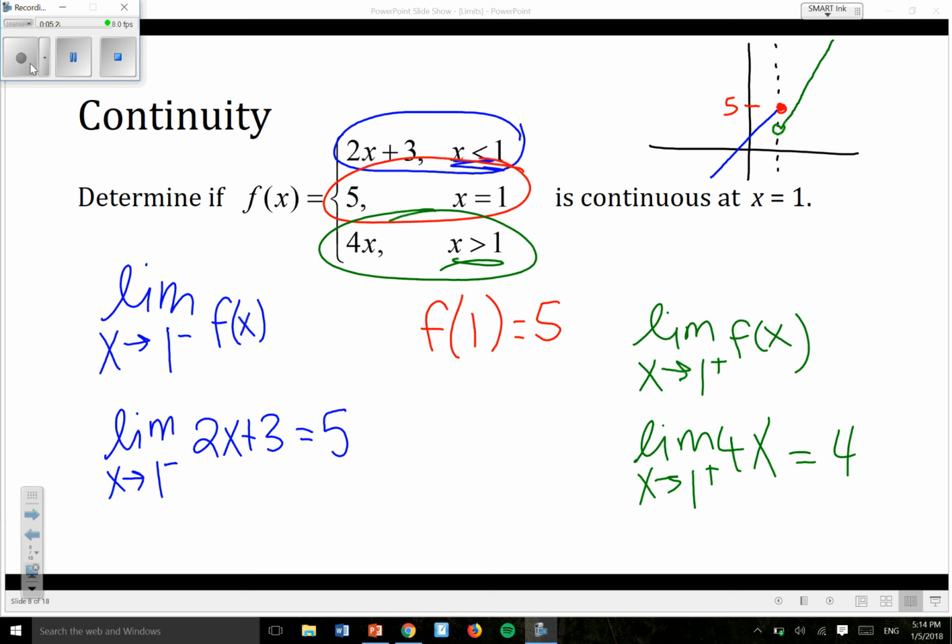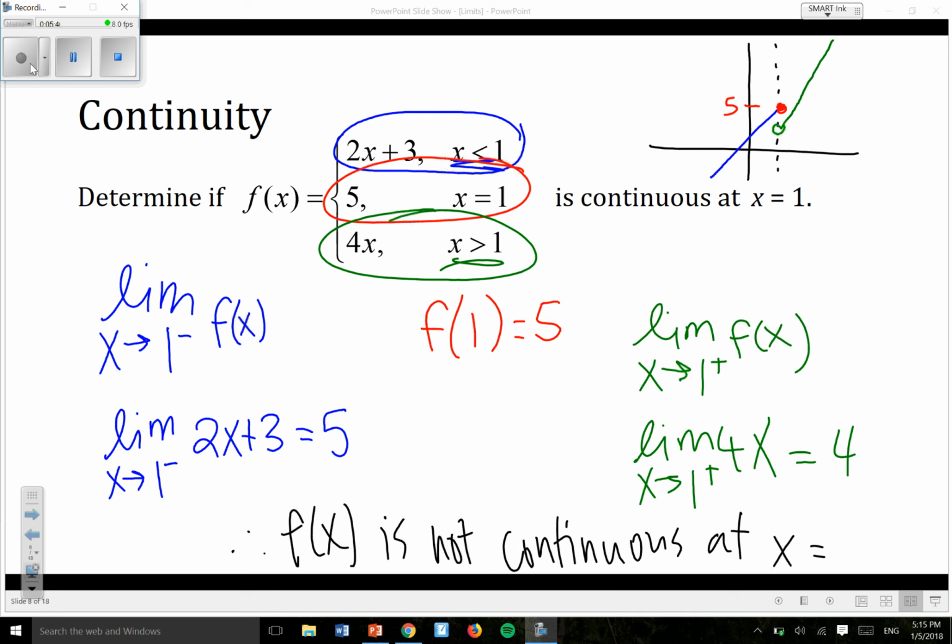Because those three pieces are not all equal, f of x is not continuous at x equals 1.